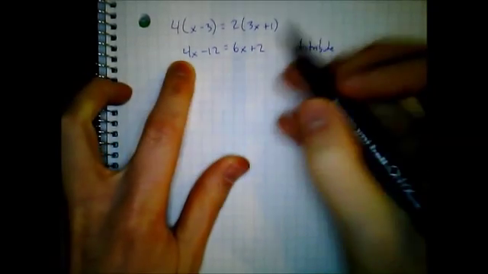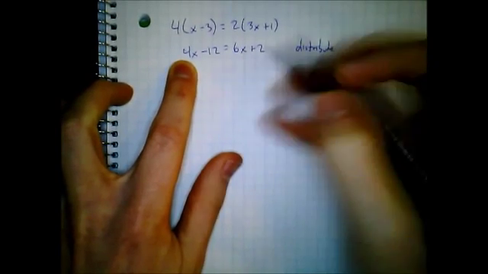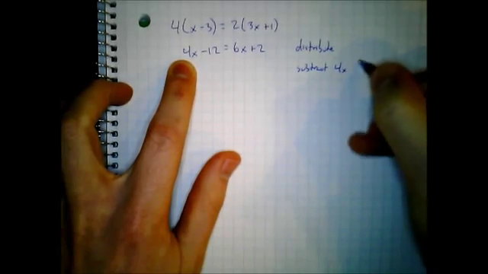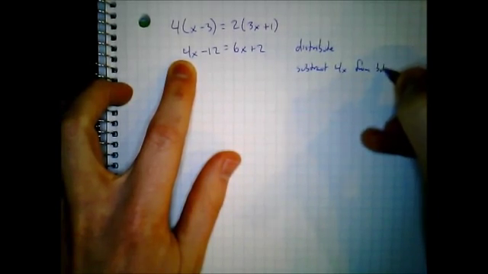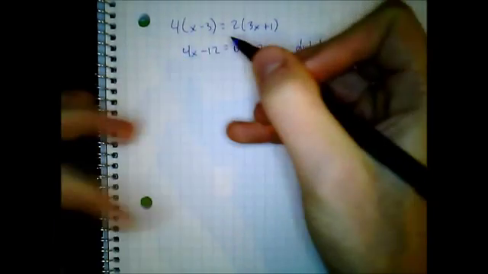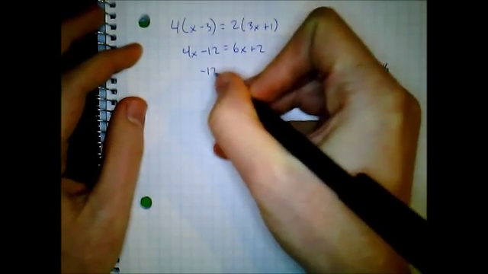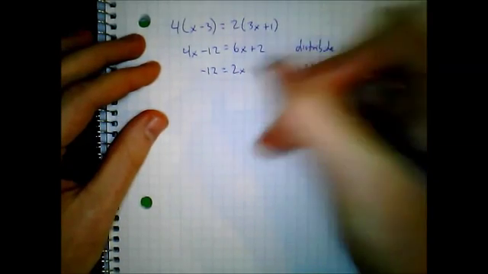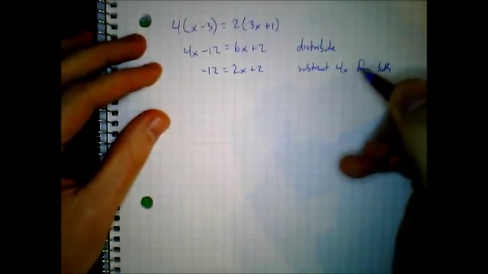I notice I have a positive 4x on the left and a positive 6x on the right, so I can subtract 4x from both sides. So 4x, take away my 4x, they're all gone, so I'm left with negative 12. 6x, take away 4x, is 2x, and I still have this plus 2.